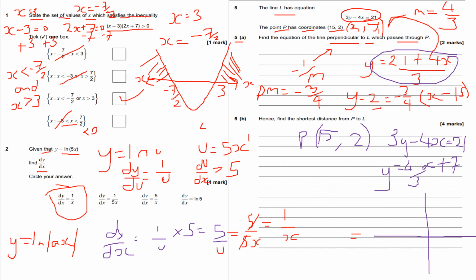Okay, so let's do a little sketch here just to help us out. So it's going to be a positive gradient. So it looks something like that, roughly, as a rough guideline. So it passes through the point 7 there.